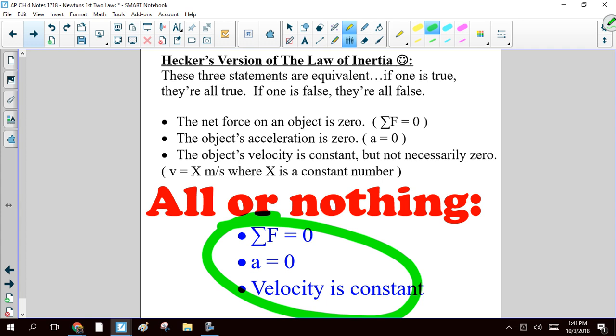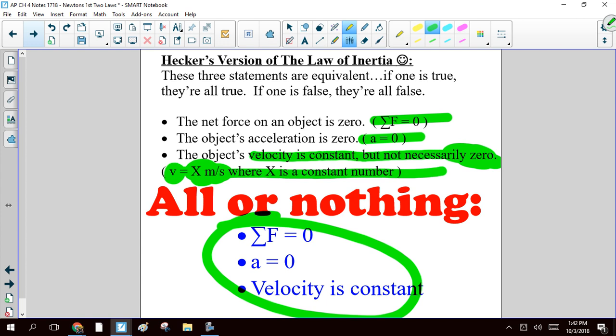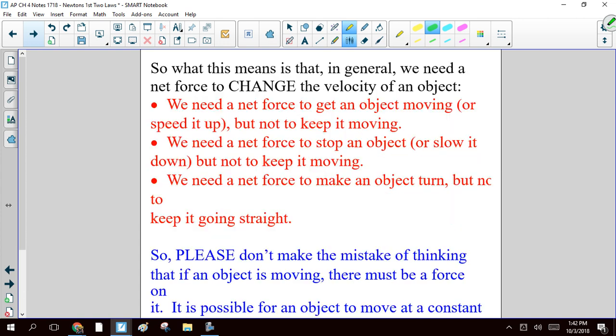Cool. Please remember that having a net force of 0 doesn't necessarily mean that the object isn't moving, right? Net force is 0 means your acceleration is 0. That means the velocity is constant, but not necessarily 0, right? Your velocity could be any number as long as it's constant, okay? And these are all or nothing. They're all true or all false, okay?